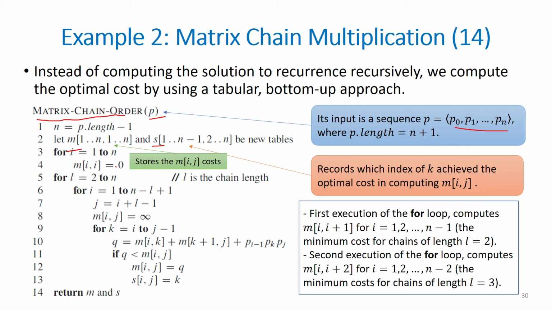In the first iteration of the outermost for loop on line 3, m of i,i plus 1 is computed for chain lengths of 2, that is l is equal to 2. In the next iteration, it computes the minimum cost of chain of length 3, and so on. Finally, it stores the optimal m and s values and returns them.